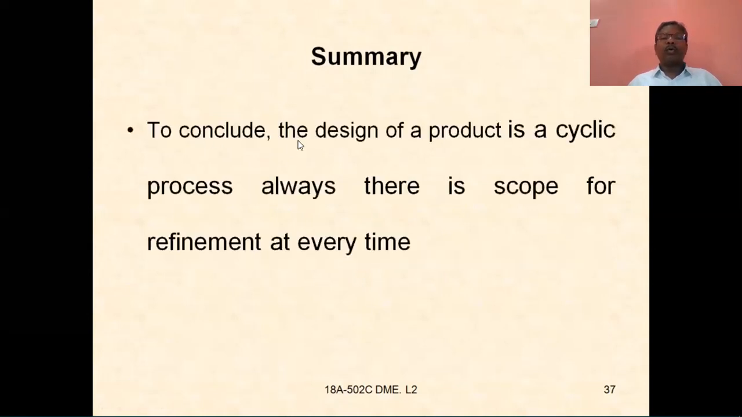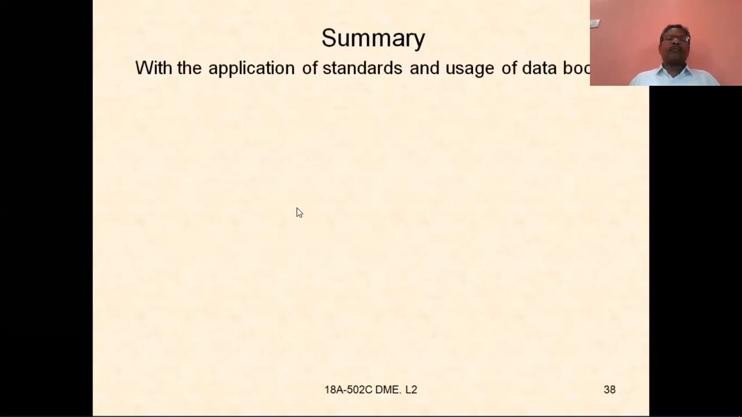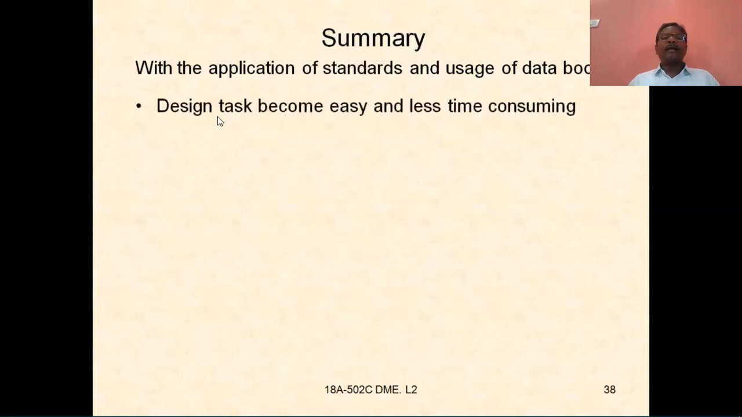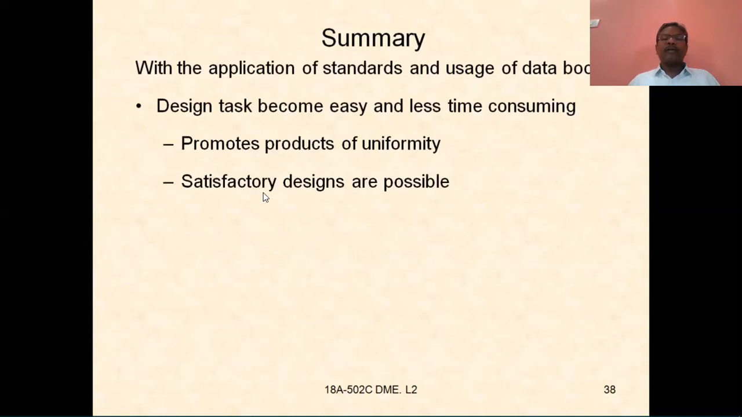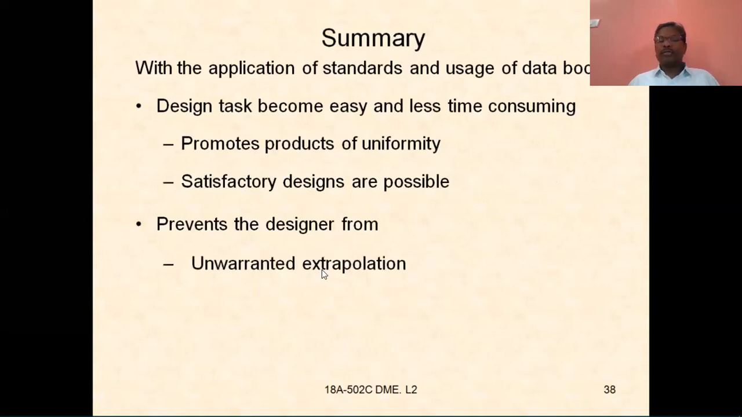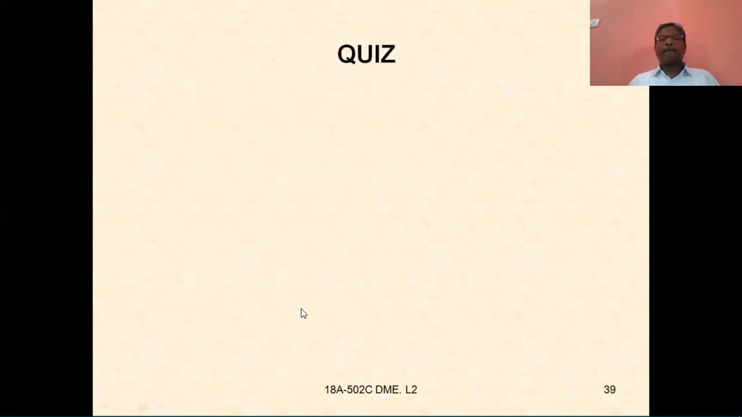To conclude, the design of a product is a cyclic process. Always there is scope for refinement every time. With the application of standards and usage of a data book, design tasks become easy and less time consuming, and it promotes product uniformity. Satisfactory designs are possible, and it prevents the designer from unwarranted extrapolation and unsatisfactory design. So this is all about the summary.